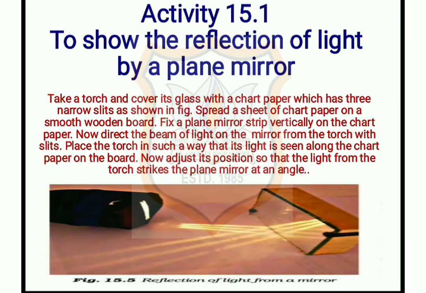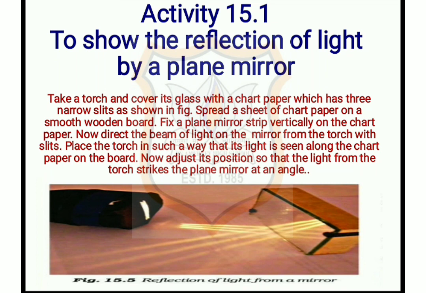Now we will perform Activity 15.1 to show the reflection of light by a plane mirror. Firstly, we will take a torch and cover its glass with a chart paper which has 3 narrow slits as shown in the figure. Spread a sheet of chart paper on a smooth wooden board. Fix a plane mirror strip vertically on the chart paper.